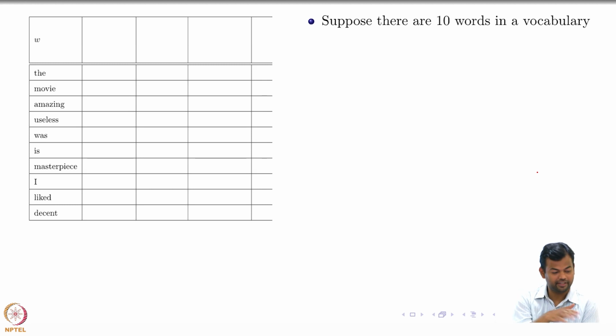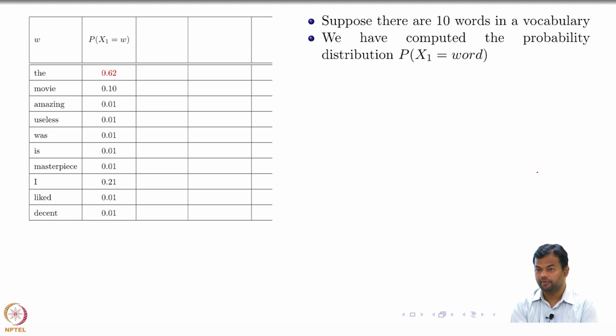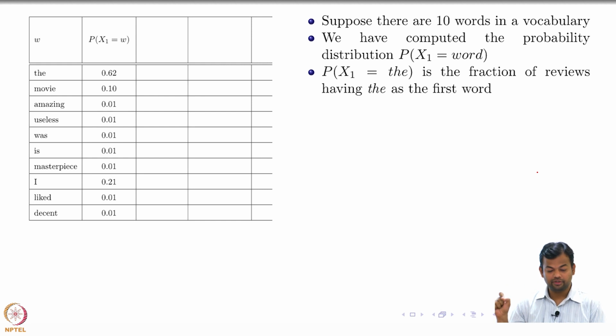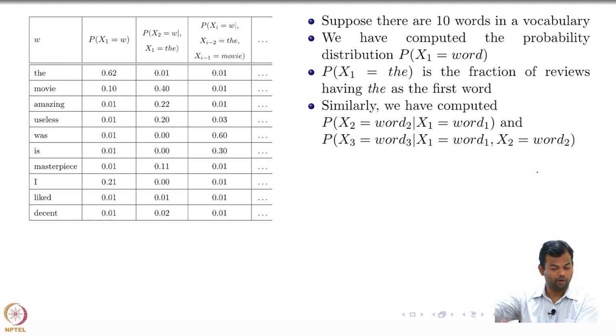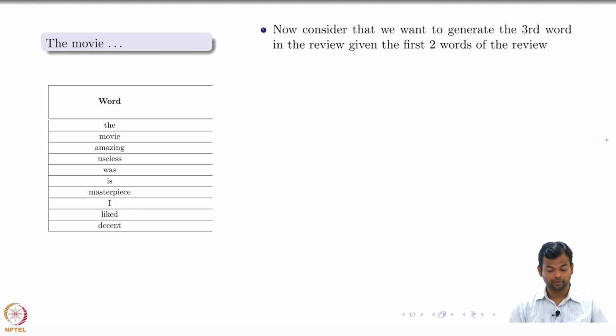Suppose, instead of 50, just for ease of illustration, there are 10 words in our vocabulary. We have computed the probability distribution for x1 equal to word, and x1 equal to the is the fraction of reviews having the as the first word. That's how we have computed this probability. Similarly, we have computed all these other factors also. Now consider that we want to generate the third word in the review given the first two words. How many possibilities are there? 10, right? We have come down from 50 to 10.